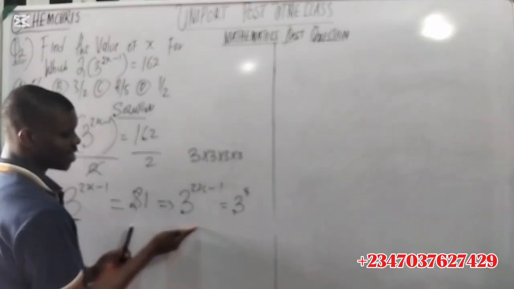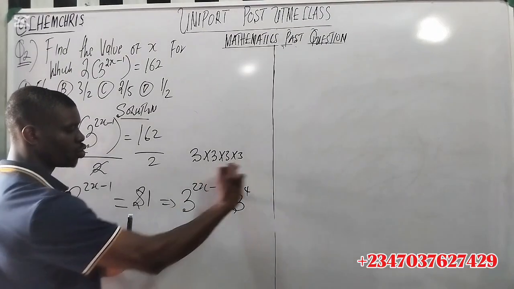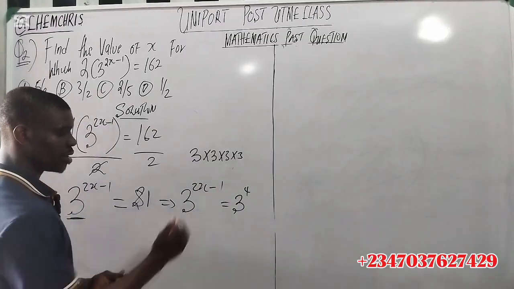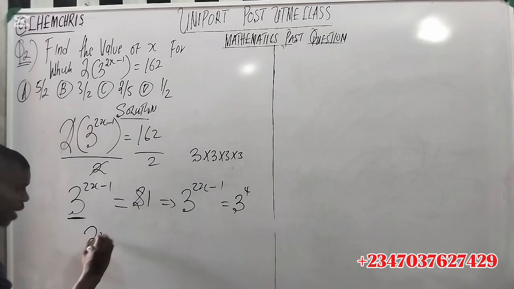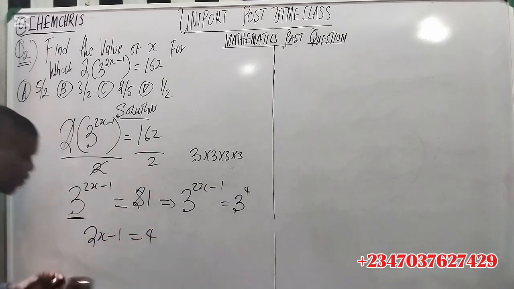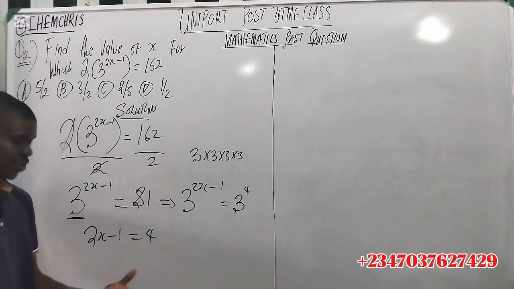Because they have the same base, you equate the power. So you get 2x minus 1 is equal to 4, right? Now, let's use the solution formula here.